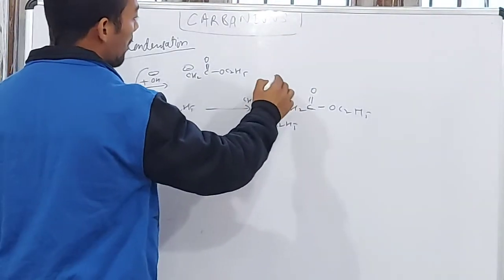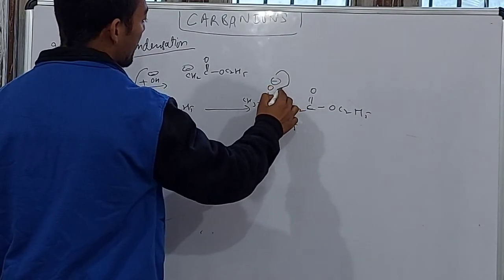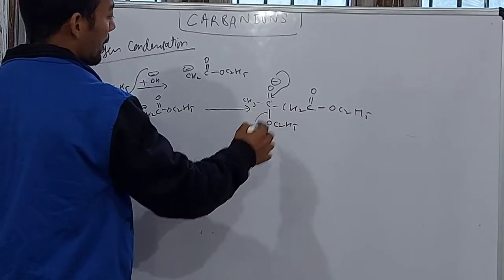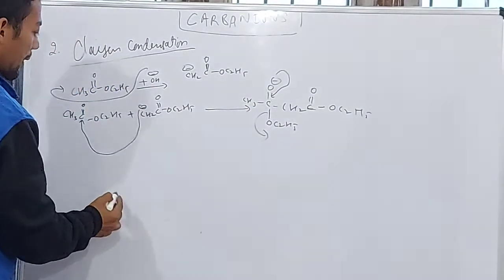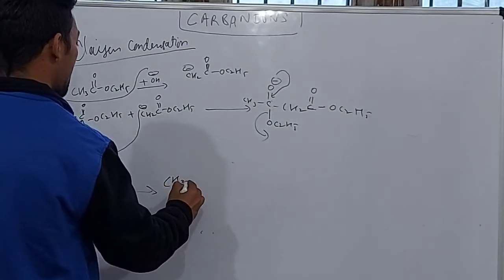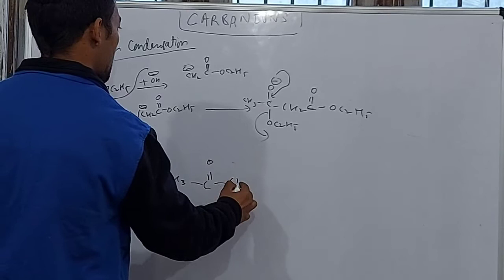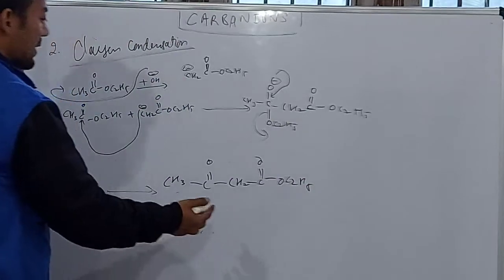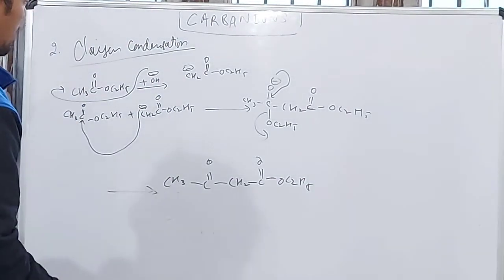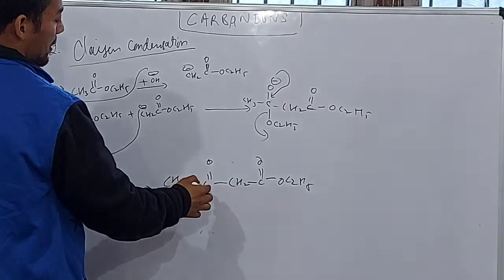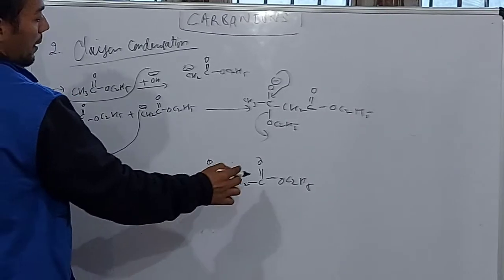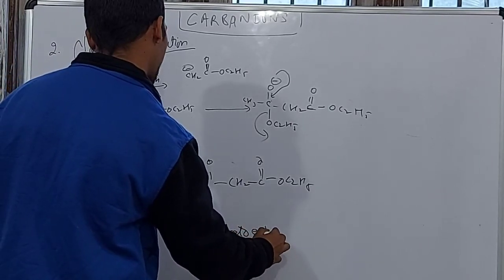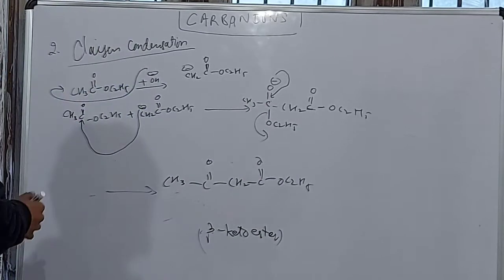So in the next level, what will happen is that this electron pair will go to form a double bond here, and this will be released from here subsequently. So finally we got CH3, C double bond O, CH2, C double bond O, OC2H5. So this is nothing but a beta ketoester, because this is the beta carbon atom. So this was all about Claisen condensation.